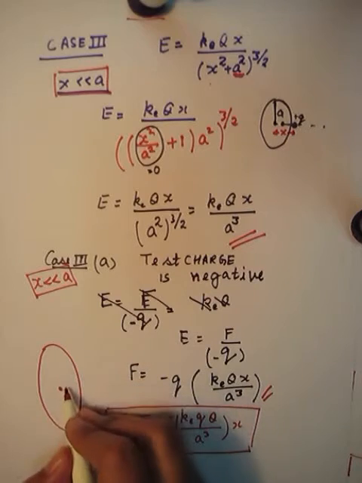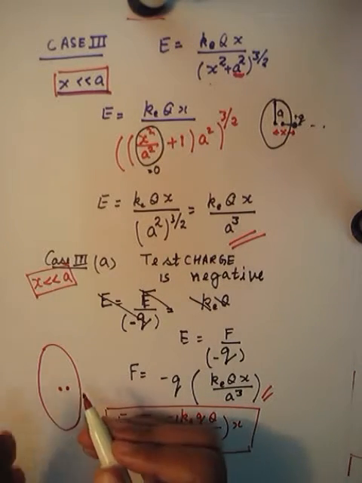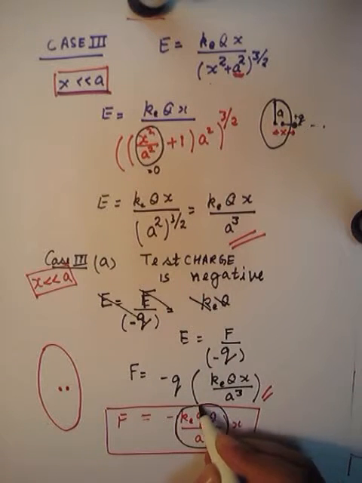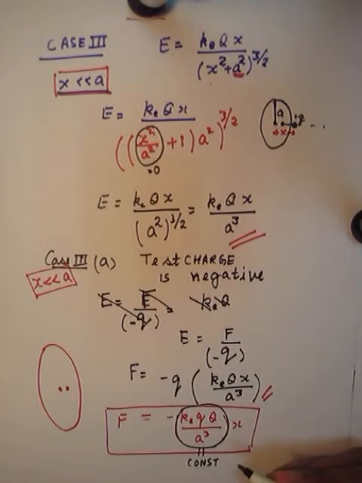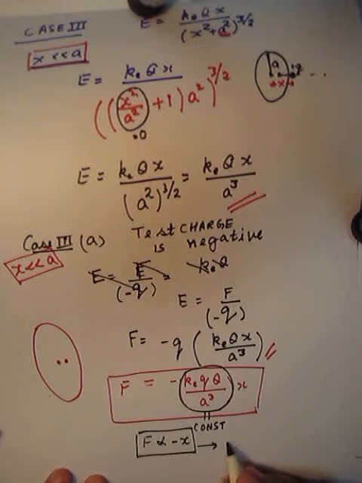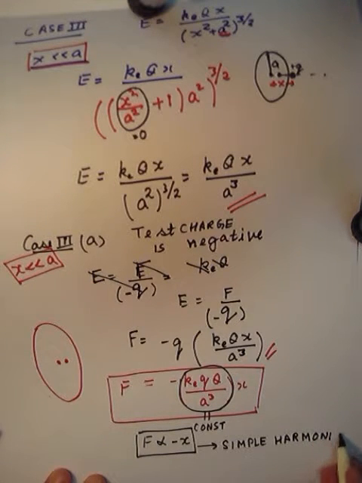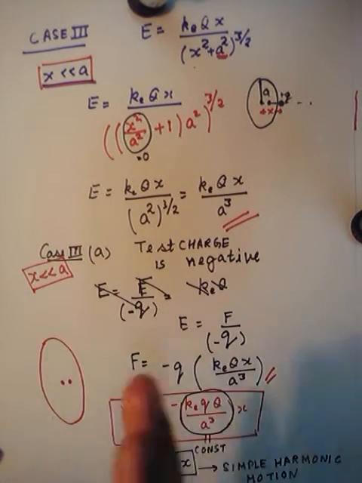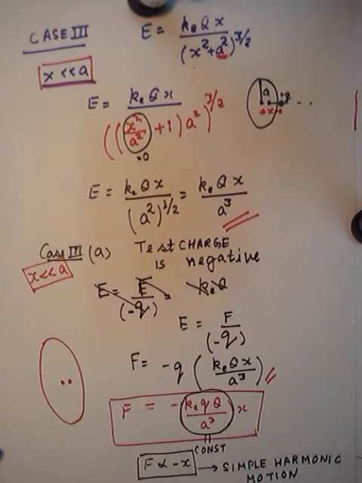So when x is very less than a, it means that we are very near to the ring, and if the charge is very near to the ring, it will experience this kind of force. What is the meaning of this force? It means that this entire quantity is a constant. a is constant, charges are constant. So force is proportional to negative of x. Whenever we have a situation where force is proportional to negative x, it gives rise to simple harmonic motion. So if you bring a charge near a ring and it is very near to the ring, then it will experience simple harmonic motion near the center of the ring. Okay, that's all for now.